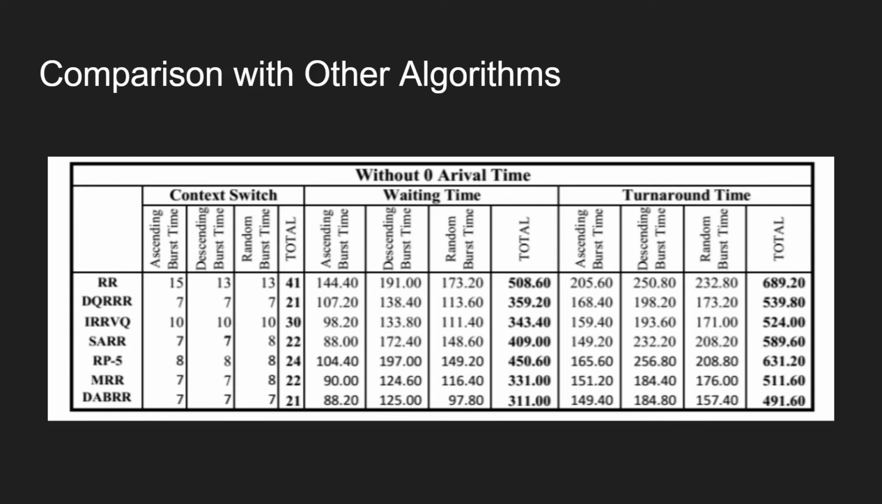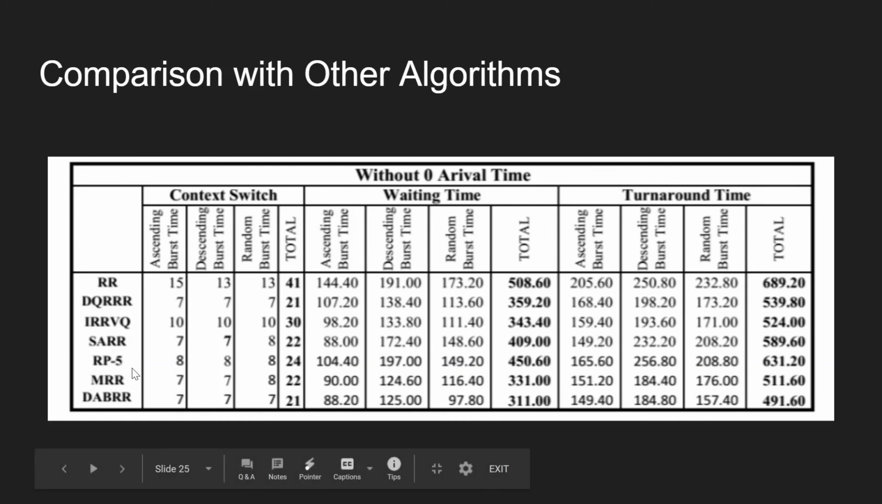All right, just some comparison with other algorithms. I did mention that these papers do a great job with comparison and analysis. On the left-hand side here, we can see all of the algorithms that they tested against. Again, this proposed algorithm is named DABR. It's all the way down here at the bottom to single it out. They also tested against generic round robin, DQRR, which is the algorithm from the second paper, IRRVQ, and SARR, which I implore you to go read the paper for. It's actually quite interesting and written very well in terms of analysis.